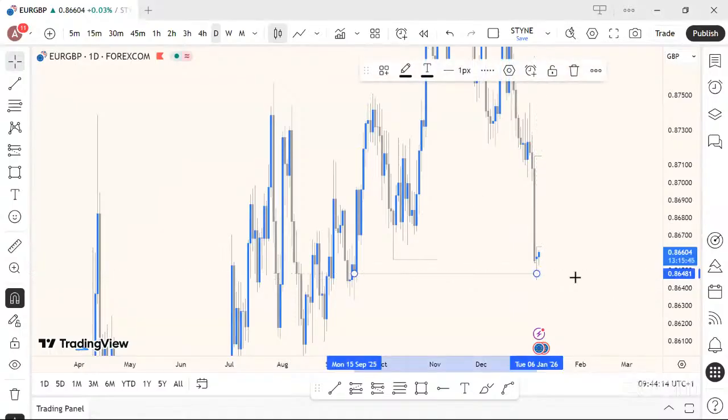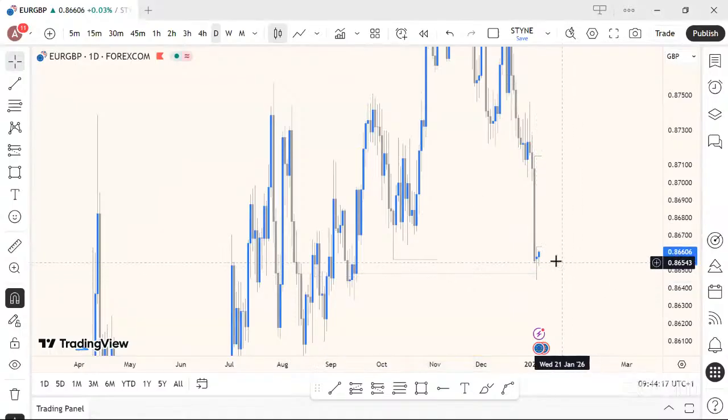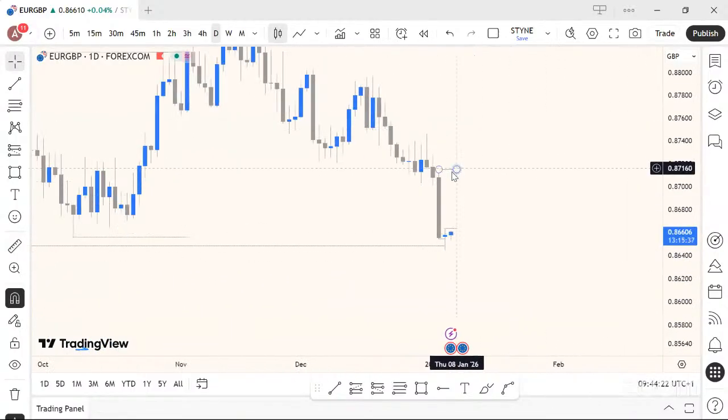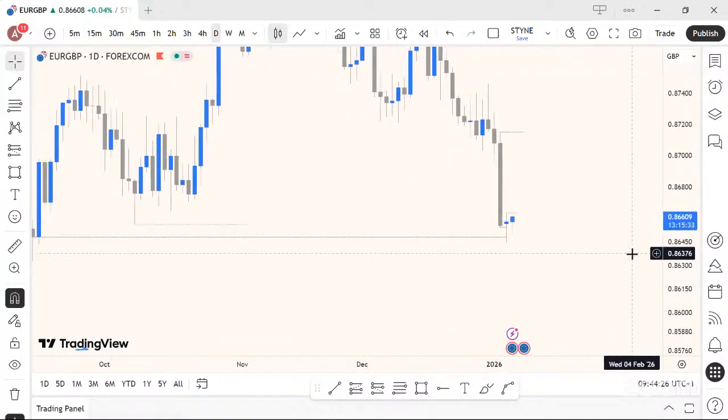Now, will I just go and press buy when price enters my point of interest? No, right? I want more development so that I can be sure of what price is trying to do before I jump in. Is that okay? So let's see what price did.